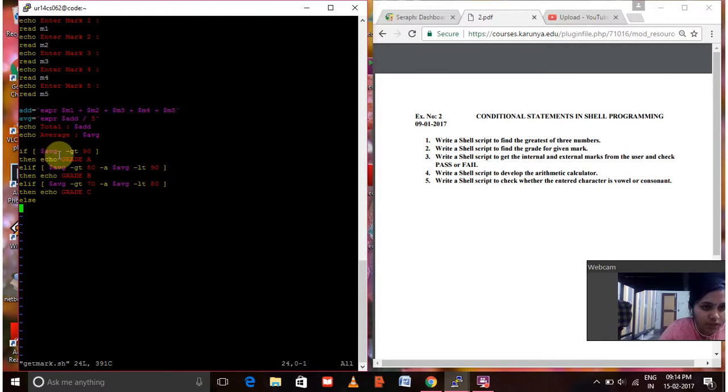So if the average mark is greater than 90, it prints grade A. Else if the average mark is between 80 and 90, it prints B. And else if the average mark is between 70 and 80, it prints C, and it goes on like that.